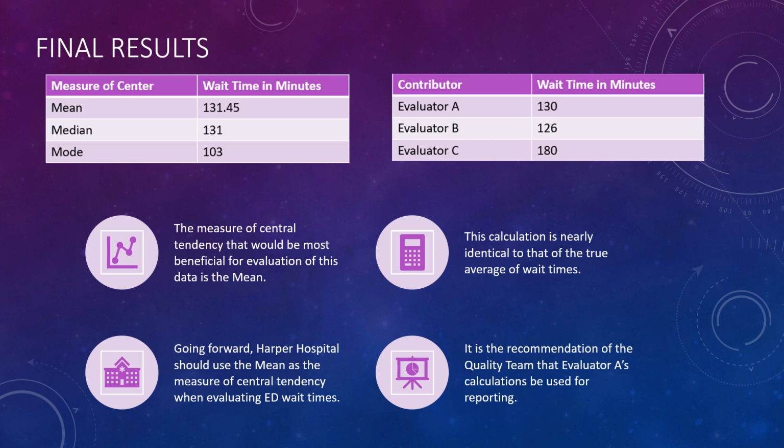Our final results. The measure of central tendency that would be most beneficial for evaluation of this data is the mean. Notice the mean and the median are almost the same as that of Evaluator A. Going forward, it's the recommendation of quality management that the mean be used for reporting purposes.